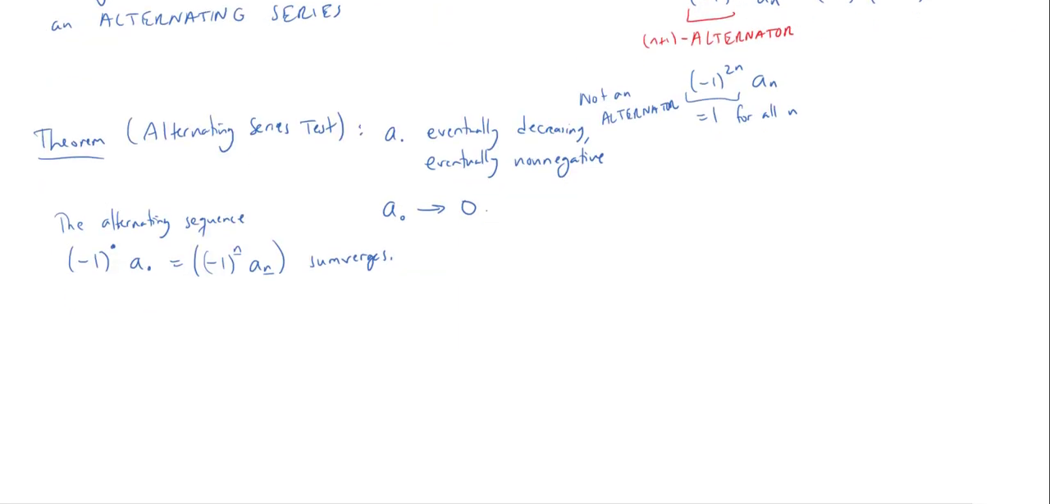Okay, so as an easy example and an important example, if I look at the series starting at 1, where I take an alternator and then I multiply it by 1 over n. So this is called the alternating harmonic series, because it's the harmonic series, coming from 1 over n, but it has an alternator.